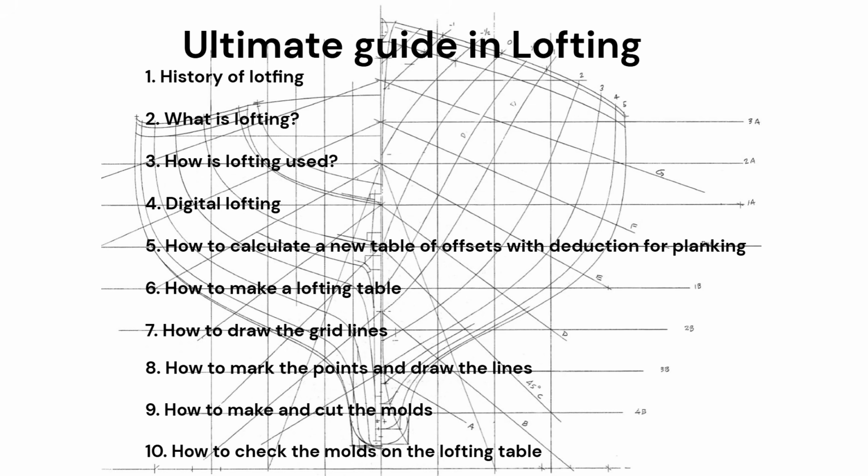The chapters are 1. History of lofting. 2. What is lofting? 3. How is lofting used? 4. Digital lofting. 5. How to calculate a new table of offsets with deduction for planking. 6. How to make a lofting table. 7. How to draw the grid lines. 8. How to mark the points and draw the lines. 9. How to make and cut the molds. 10. How to check the molds on the lofting table. If you want to jump to a specific chapter, you can find the chapters in the description.